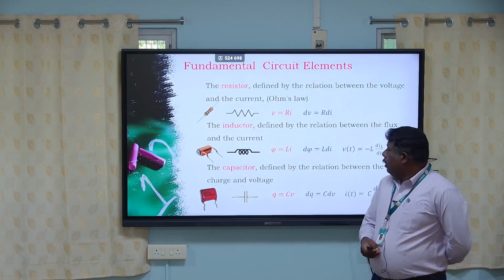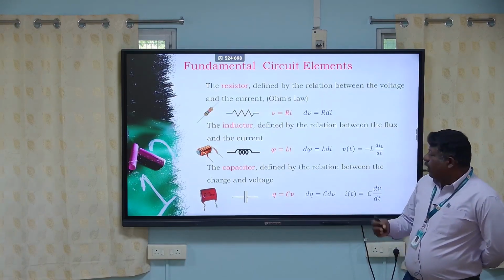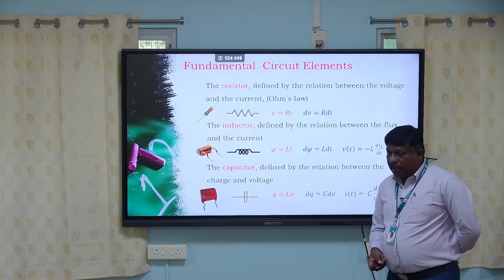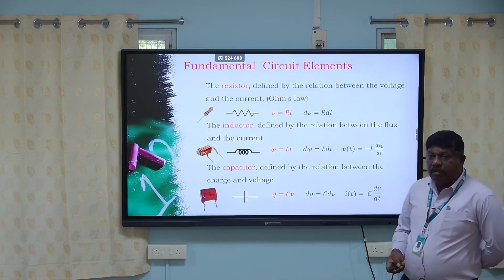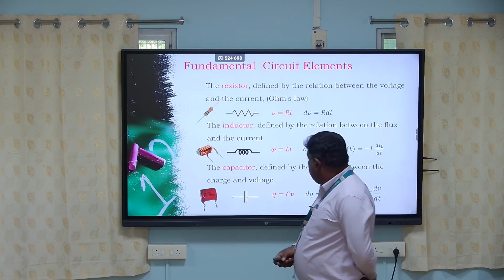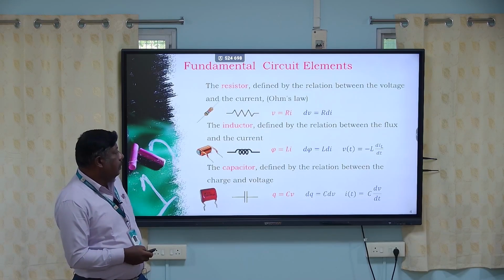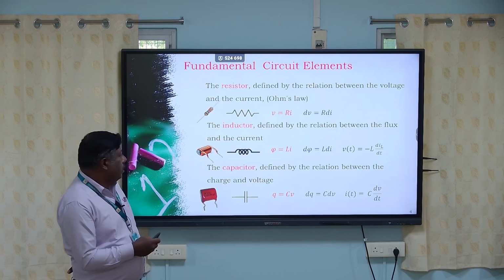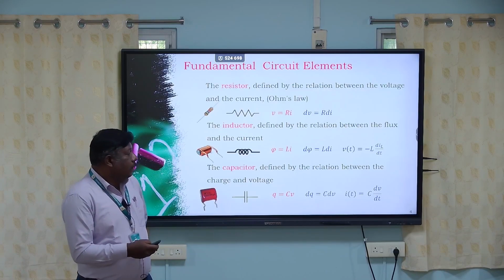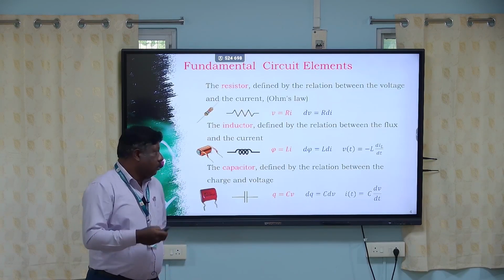The inductor is defined by the relation between flux and the current. Here the physical inductor and the symbol of the inductor are shown, and phi is equal to L i. Then we can write d phi is equal to L di, or we can say V of t is equal to minus L di by dt. The minus sign indicates the opposing direction of the current.